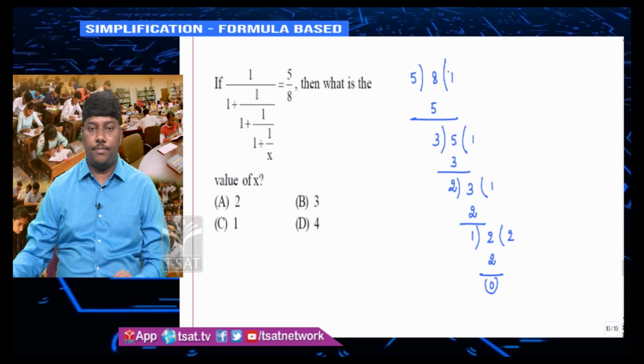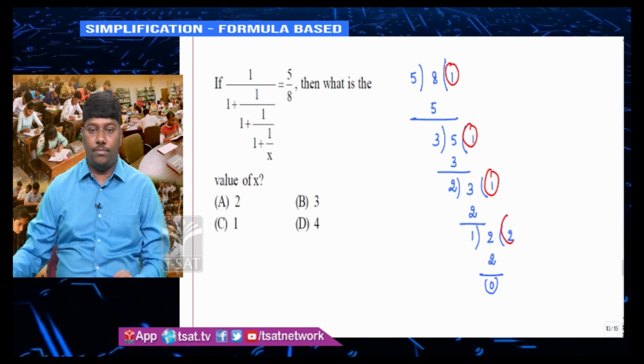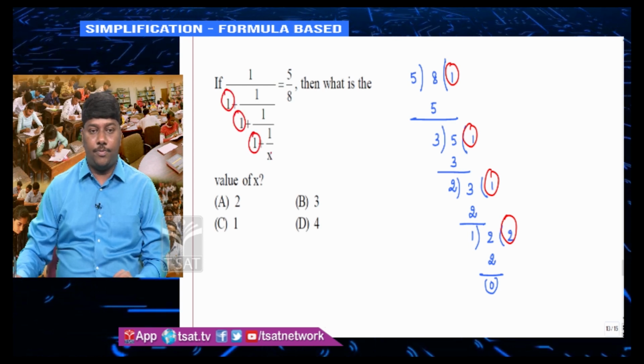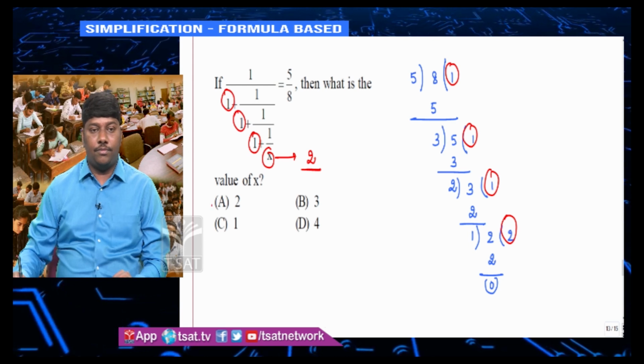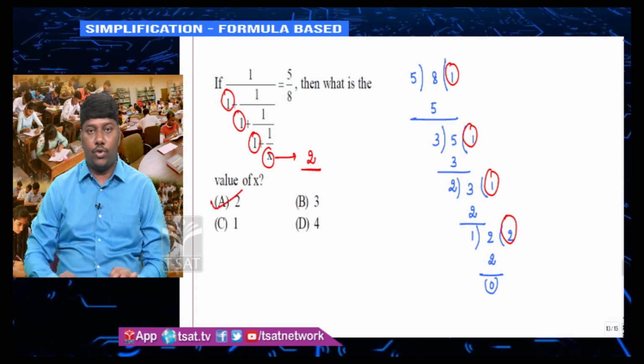Look at the quotients. Quotients are 1, 1, 1, 2. So it should be equal to 1, 1, 1 and x must be 2 here. So the value of x is 2. So answer is option A, x is equals to 2.